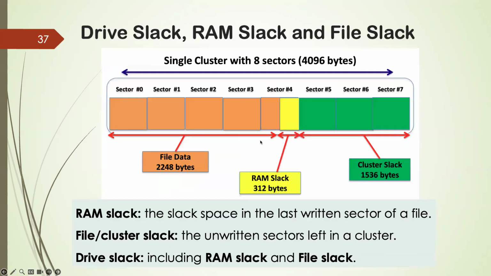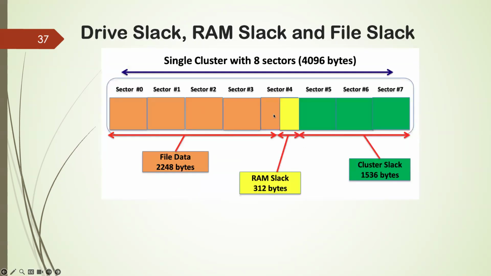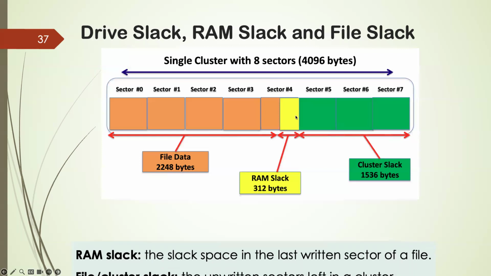Just have a look at this table. Whatever is the total sector size or cluster size, just subtract the total file data from that, and you will get your total slack space. Now that slack space will be a combination of cluster slack, the bytes of clusters that are completely unused, and the RAM slack, which is the maximum bytes that are untouched, or that are filled by zeros by the RAM.